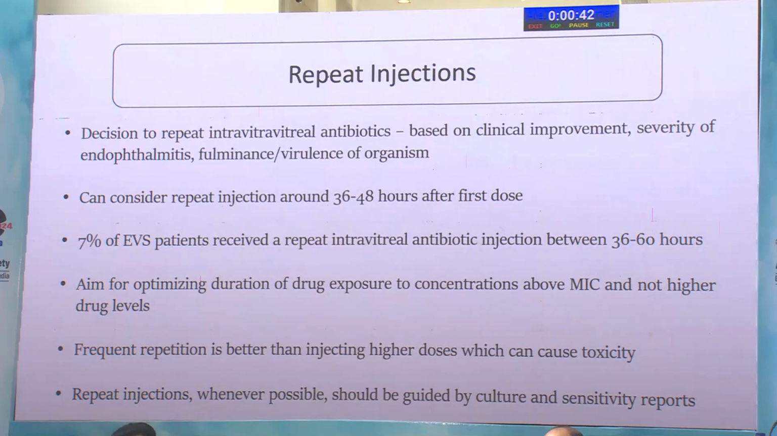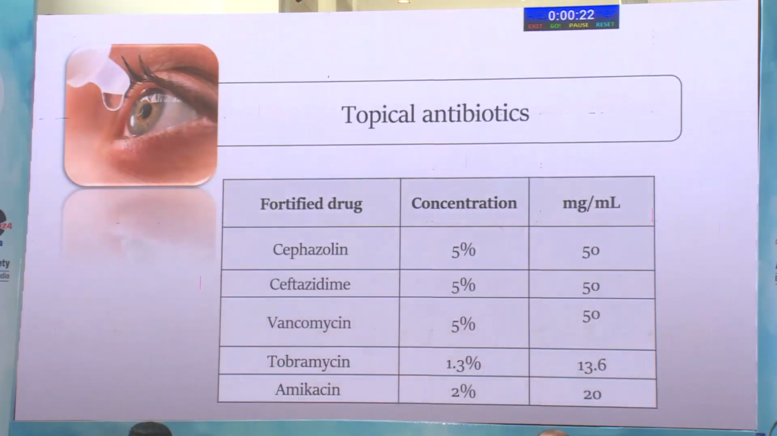The repeat injection should be aimed at optimizing the duration of drug above the MIC, and not at higher drug concentrations or higher drug levels. Frequent repetition is better than aiming to reach higher doses of drug, which might cause toxicity. Repeat injections, whenever possible, should be guided by culture and sensitivity reports.